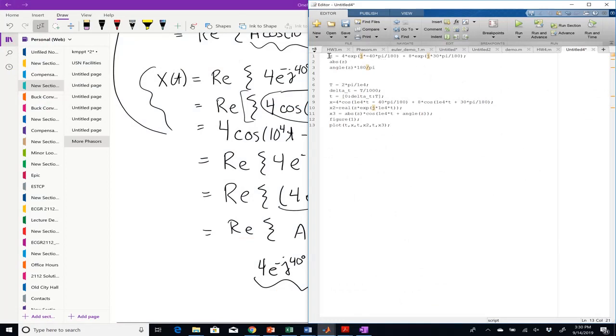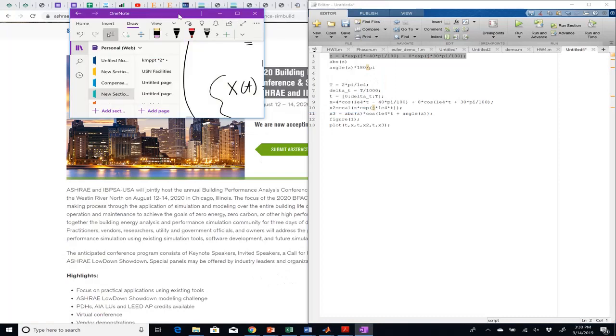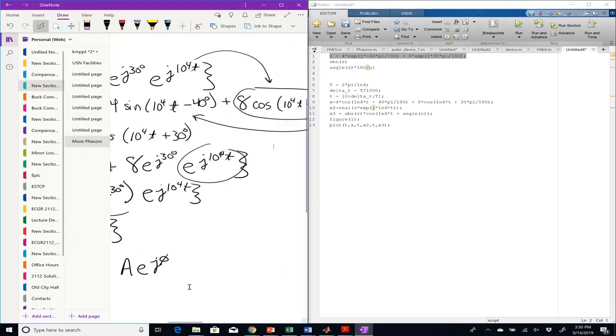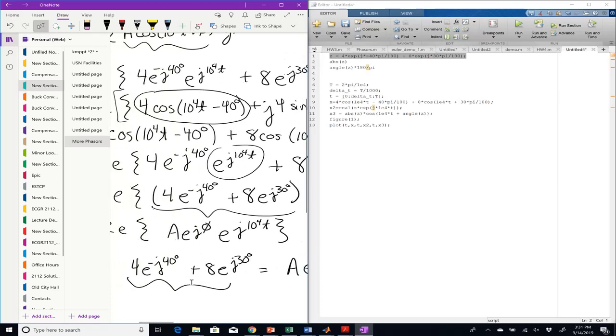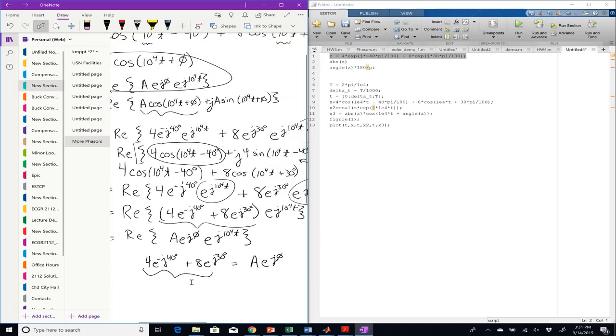Okay, so what I did was I have this line of code right here. So I move this over. All right. So focusing on this last line that I wrote, 4e to the minus j 40 plus 8e to the j 30. What I did to get that was I have this z variable here, which is 4 times exponential j to the minus 40. And notice I have this pi over 180. That's my degrees to radians conversion. And I do plus 8 exponential j 30 degrees times pi over 180 again to go from degrees to radians.